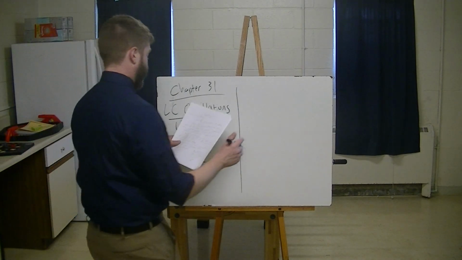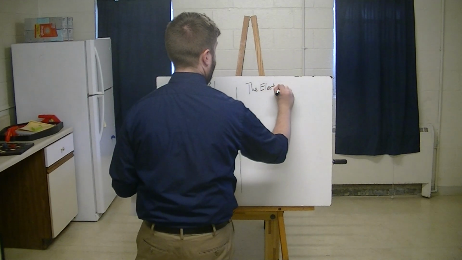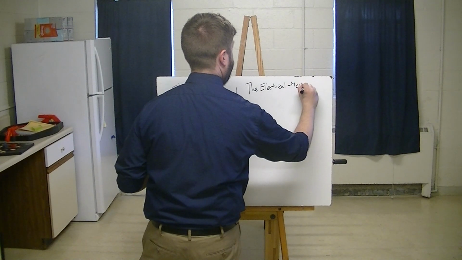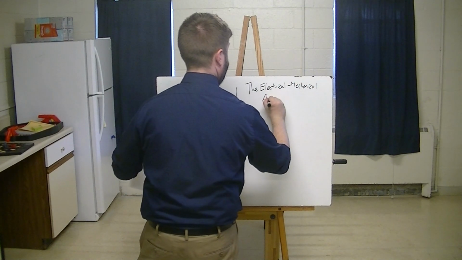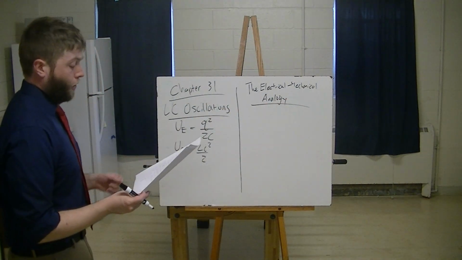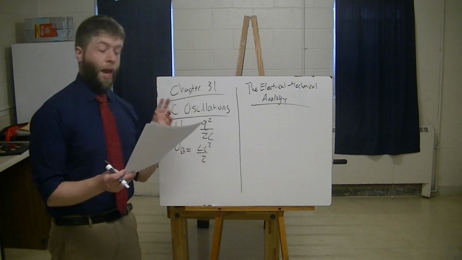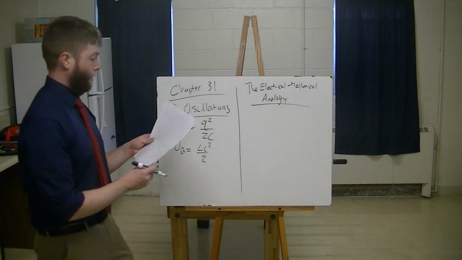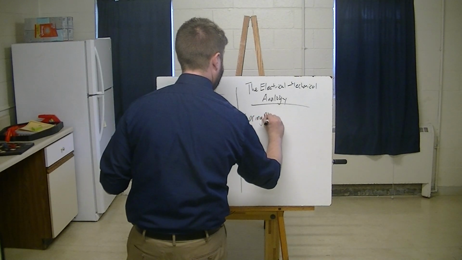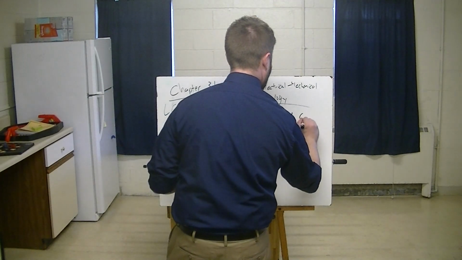Okay? So this is the electrical-mechanical analogy. I'm still getting used to writing on this. I wish I was in my classroom, but what are you going to do? Okay? So we're going to have two systems: the spring block system, and the LC oscillator. Our spring block system is going to be over here, and over here we're going to have our LC oscillator.